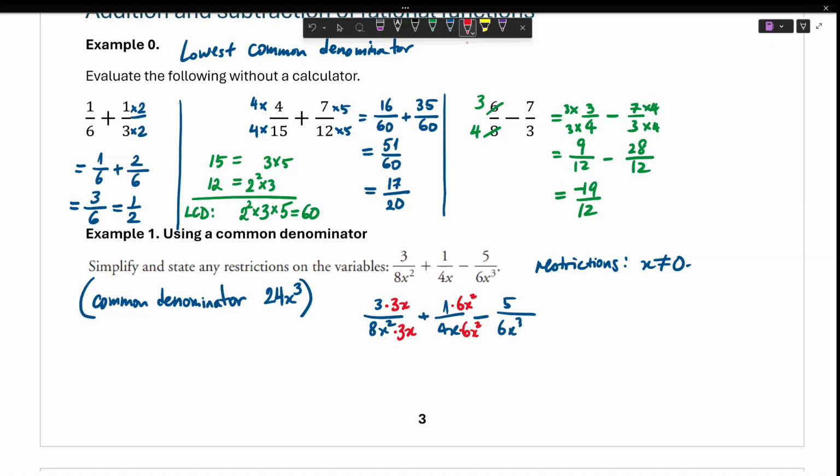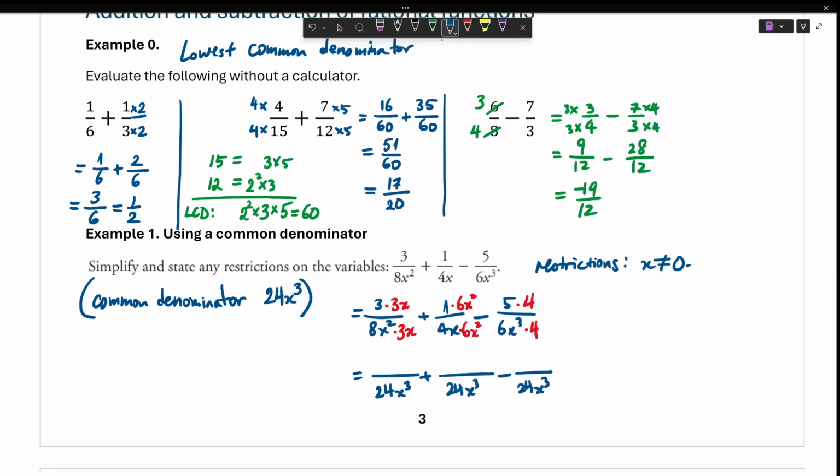Last one, we're starting with 6x cubed. We need to multiply by 4. And we already have enough x's there, so we don't need to put in any more. Okay, so this is what that's equal to. You'll notice when you calculate that each of these denominators is 24x cubed as planned.